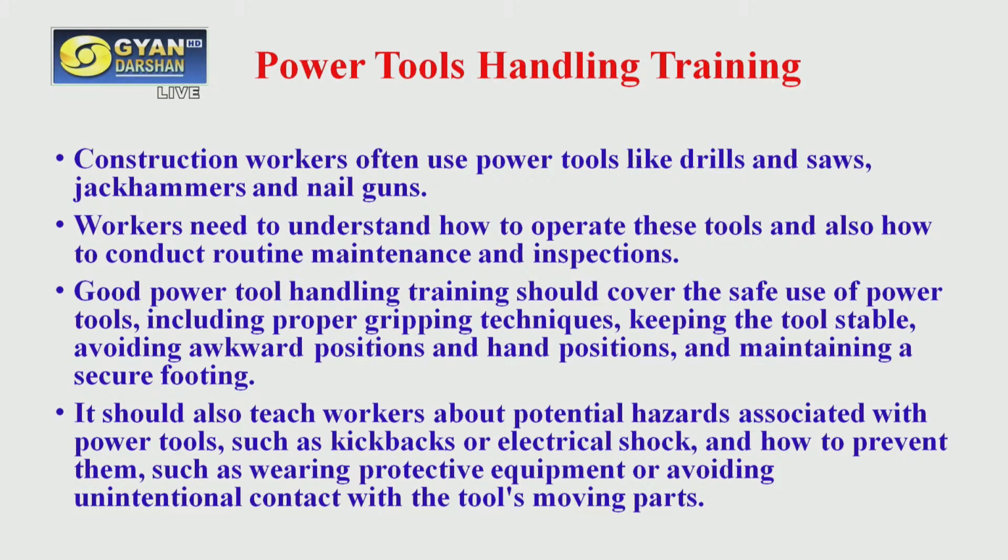So what are the different types of power tools which these workers are using? These are drills, power saws, jackhammers, nail guns. Nowadays you must have seen that nails are driven with nail guns. Earlier people used to use screwdrivers, but nowadays nail guns are used, simply driving a nail. So they all run on electricity. These are power tools, and workers should be very careful while using them.